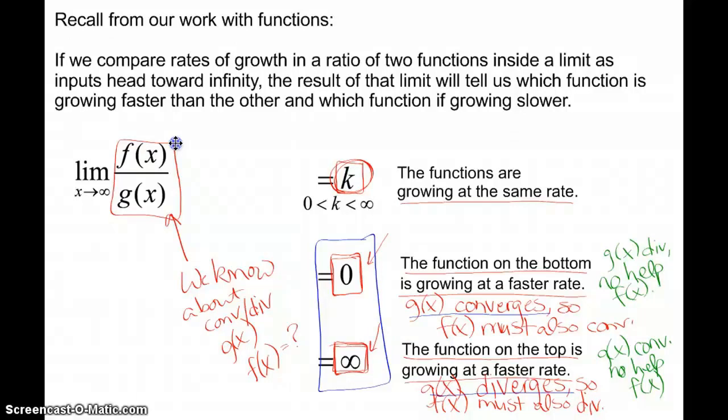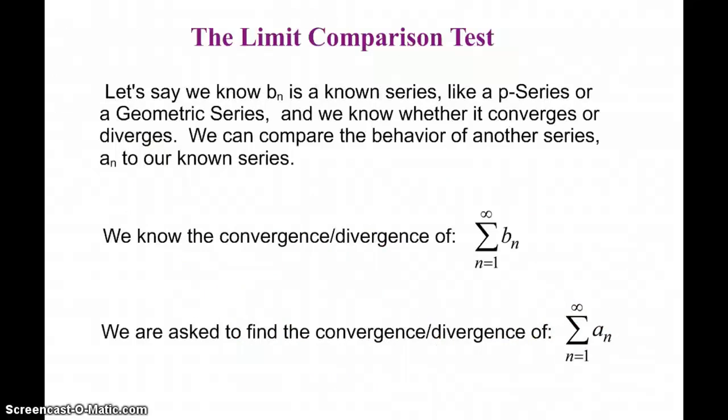And we're going to take all that work from functions and we're going to carry it forward to our series, to the sums of these series. And this is going to actually be called the limit comparison test. So let's say we know what b sub n does. We know b sub n is a known series like a p series or a geometric series, and we know up front whether it converges or diverges. We can put these series, these nth terms of these series in a limit, and we can compare their behavior to some known series, b sub n, with some unknown series, a sub n.